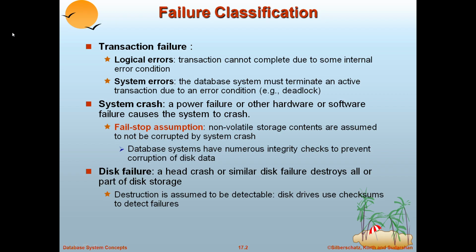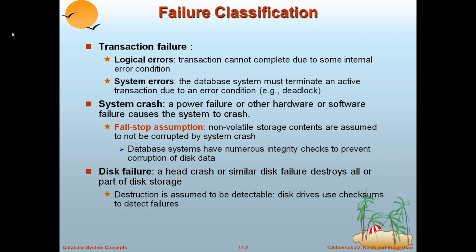Transaction failure is divided into two types: one is a logical error and the other is a system error. A logical error means the transaction cannot complete due to some internal error condition. System errors mean the database system must terminate an active transaction due to an error condition. Normally, whenever a deadlock occurs, your system may crash or terminate. That kind of error is called a system error.